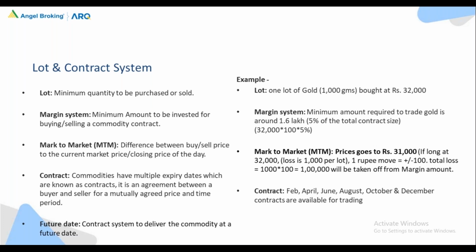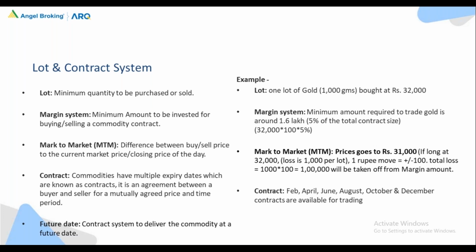The calculation of 1.6 lakhs can be seen in the presentation, wherein 32,000 rupees per 10 grams is the price that you see on the screen, 100 grams is the contract size of gold, and 5% is the margin, wherein you can arrive at an amount of 1.6 lakh.